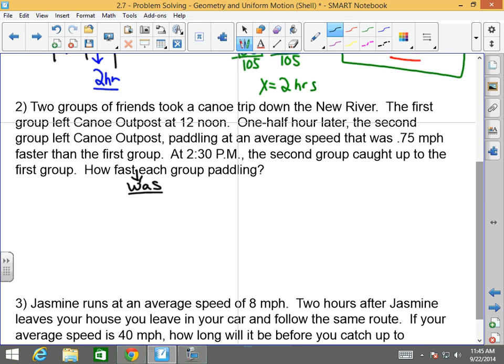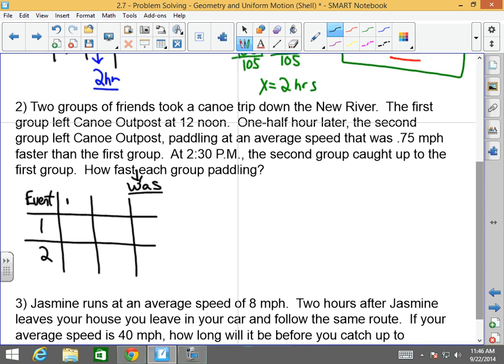Okay, so let's do it. Let's make our table. Actually, let me make it a little bit wider. Okay, my event is group 1 and group 2. Rate times time equals distance. Okay, the first thing, let's look at the rates. Says here that the second group left 1/2 hour later, paddling an average speed that was 0.75 miles per hour faster than the first group.